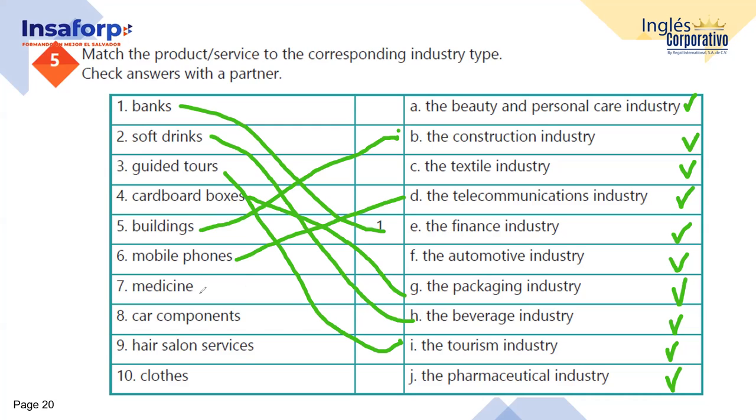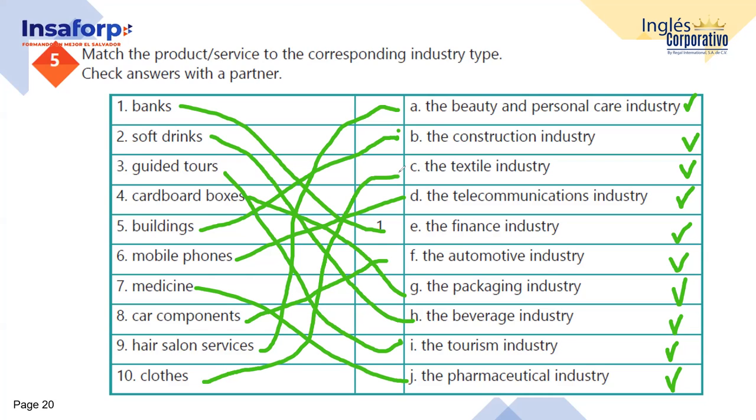Medicine. The pharmaceutical industry. Okay. Car components. Automotive industry. Hair salon services. The beauty and personal care industry. Okay. The beauty and personal care. And finally, we got the last one, that is clothes. What is this? The textile industry. And this mess, this tangle that we have here, has to be like this.